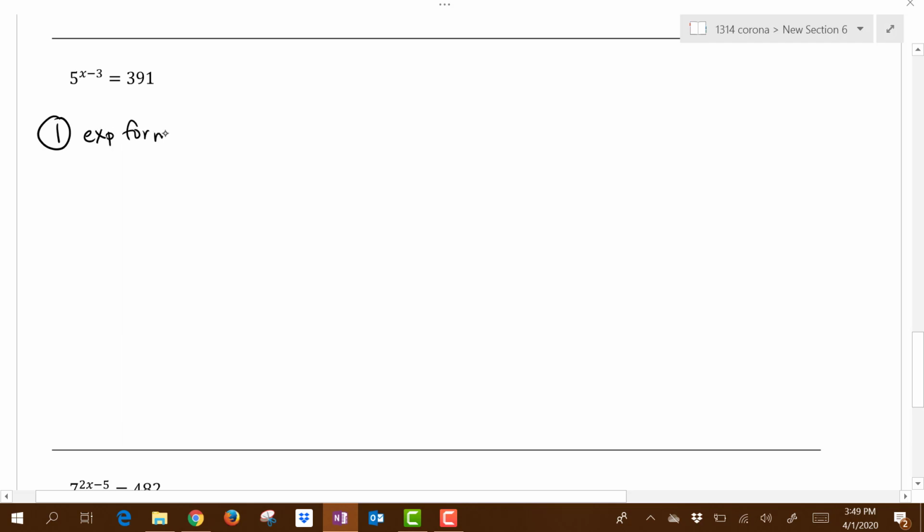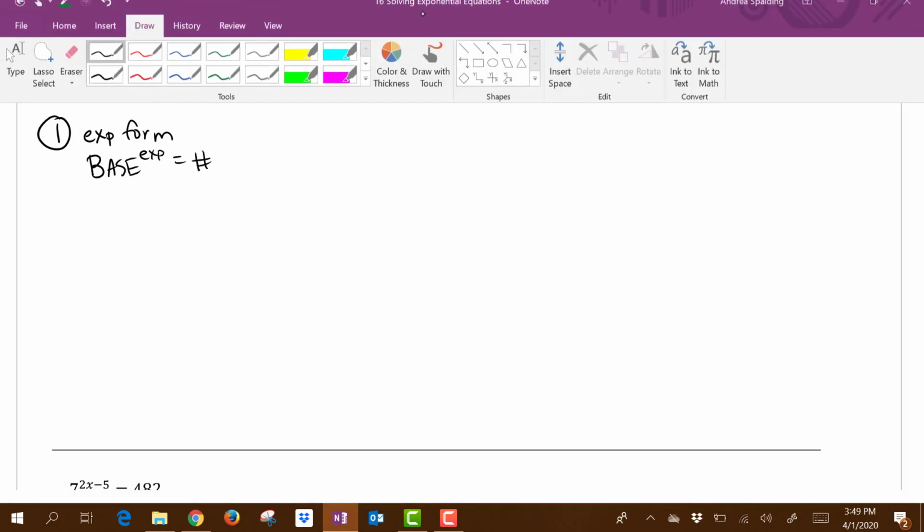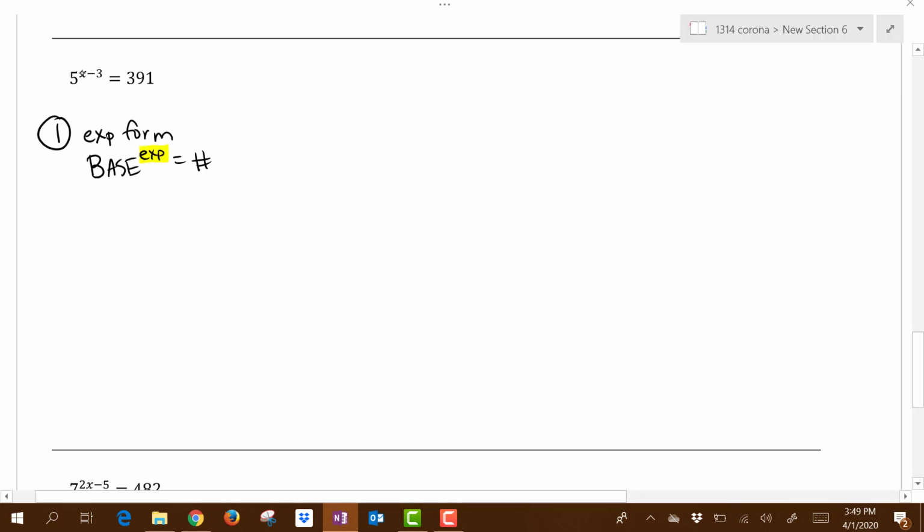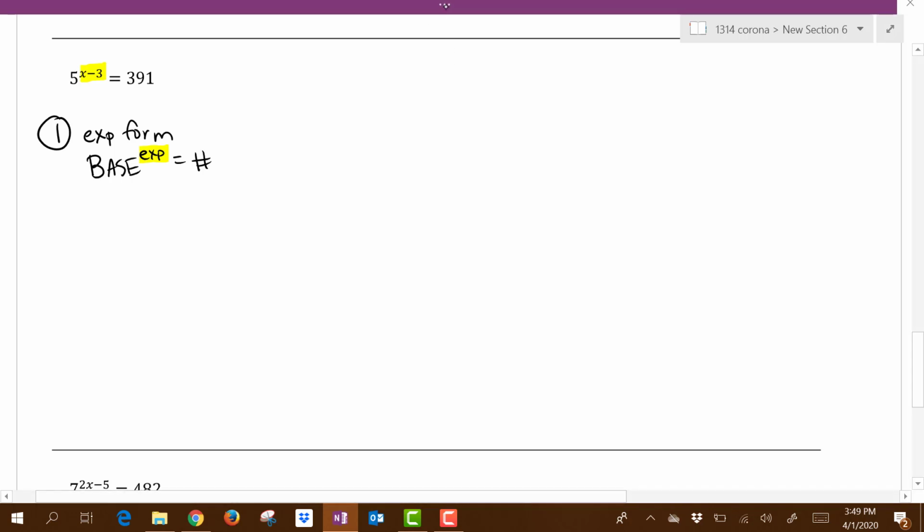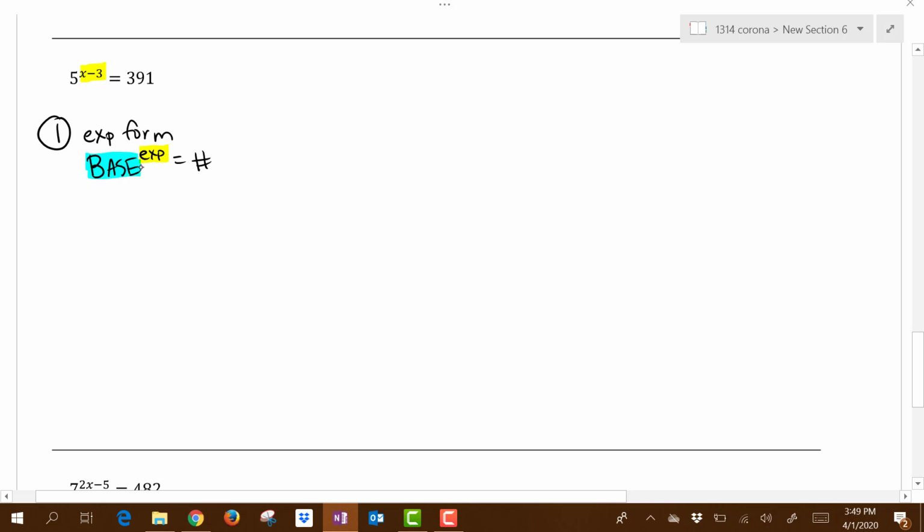The first thing I'm going to do is rewrite this in exponential form. We want the base and its exponent by itself on one side, number on the other. Let's see if we can match some things up. The exponent is that little tiny value to the upper right of a number, so that's x minus 3. What is directly in front of that is the base, so the base is 5. And we notice that all we have on the left-hand side of the equal sign is the base and the exponent. Everything lines up with the form that we need. We have the number on the other side, we have our equal sign, so this is already in exponential form. So this step is actually already done for us.